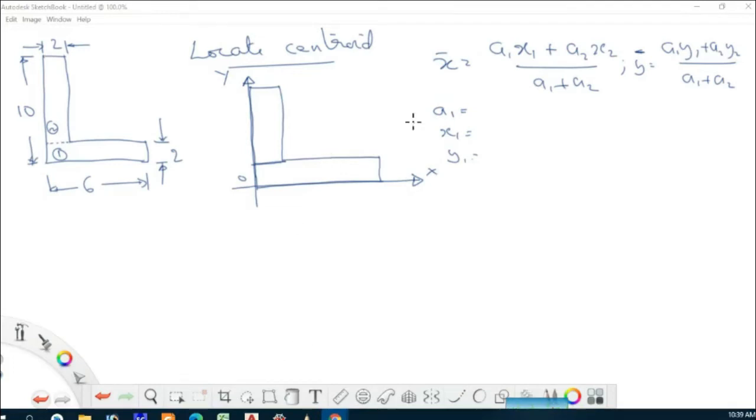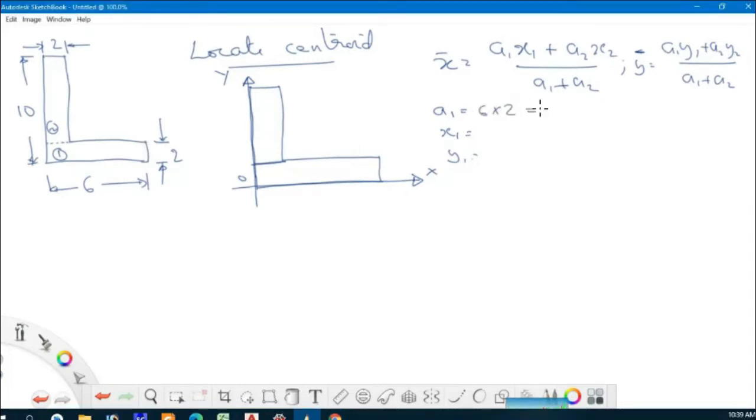So what is a1? A1 will be equal to the area of this rectangle. The length of this rectangle is 6 centimeters and the width is 2 centimeters. Therefore, it is 6 into 2 equal to 12 centimeters square. Is it not? 12 centimeters square.